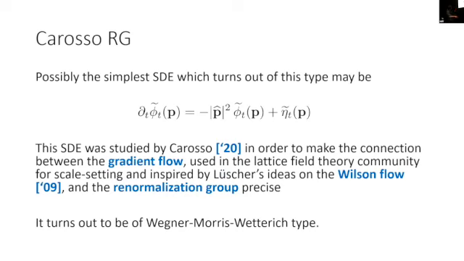Here, eta t is still uniform white noise. So if you looked at this in position space, this would, of course, just be like you take the Laplacian of your field and you add white noise. So this is an Ornstein-Uhlenbeck type equation. And the reason this thing also turns out to be of this Wegner-Morris-Wetterich type is that it satisfies all those axioms. One checks that.